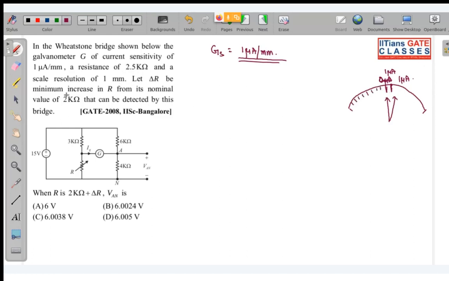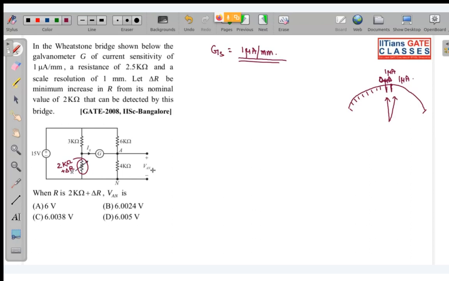Let del R be the minimum increase in R. Del R is the minimum increase in R from its nominal value of 2 kilo ohm. So initially this is 2 kilo ohm. There is some nominal change del R that can be detected by this bridge when R is 2 kilo ohm plus del R. First tell me, did we understand the question or not? Yes, sir.